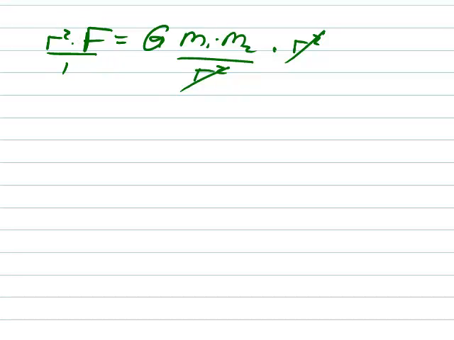How do we get rid of multiplying by F? We divide both sides by F. F over F cancels, and now we have r squared is equal to G m1 m2 over F. How do we get rid of the square? We take the square root of both sides.